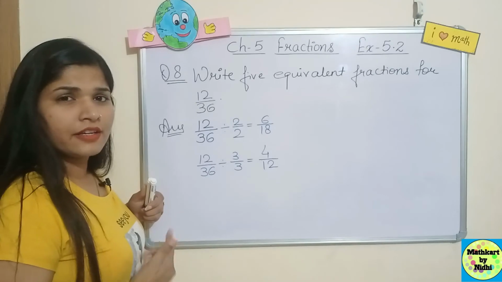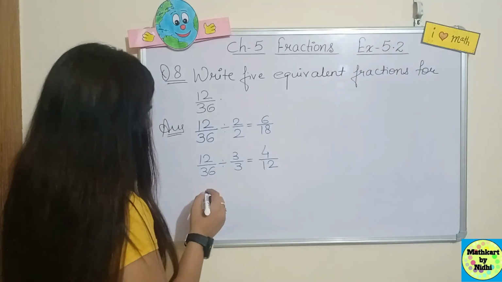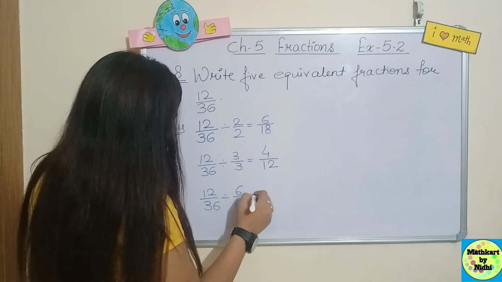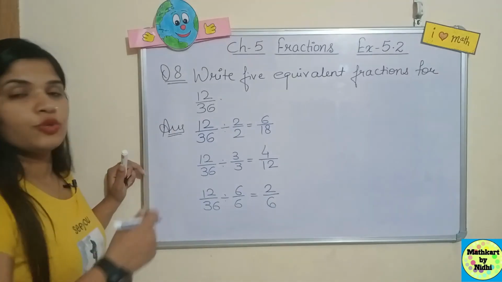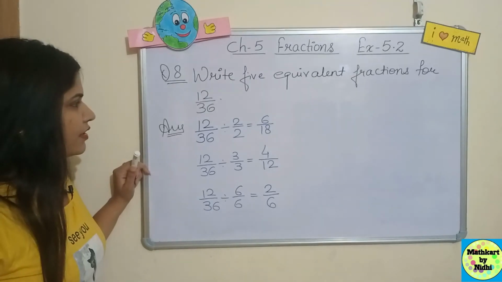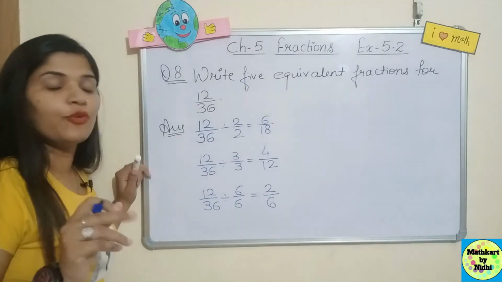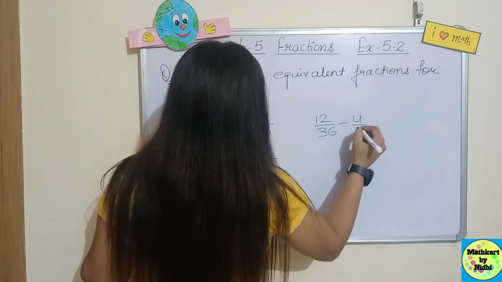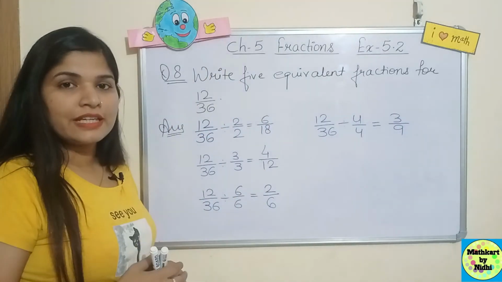Anything else which is a common factor between 12 and 36? Yes, 6. So 12 upon 36 I am dividing by 6. So it will be 2 upon 6, since 6 2s are 12 and 6 6s are 36. So here I got 3 equivalent fractions by dividing, but is there another number dividing both of them? Yes, it is there, 4. 12 upon 36 divided by 4. 4 3s are 12 and 4 9s are 36. So it was 3 upon 9.